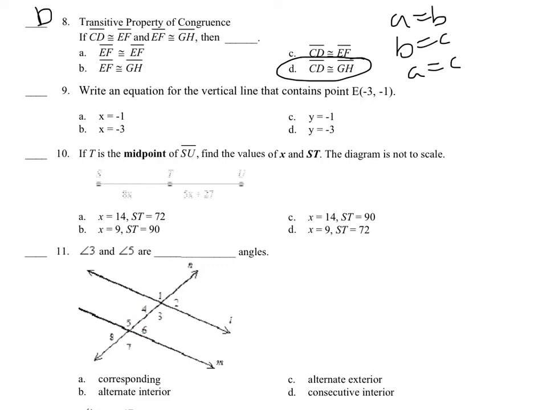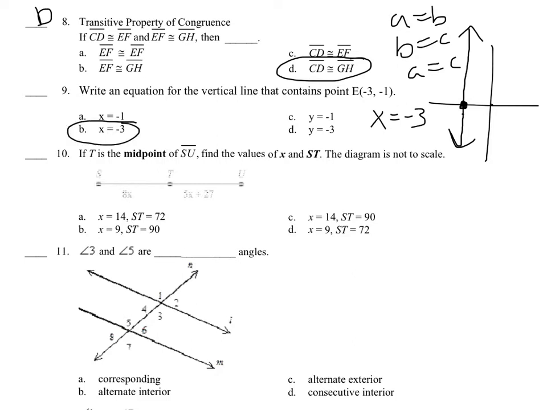Write an equation for the vertical line that contains the points negative 3, 1. So basically we've got negative 3, negative 1 somewhere over here. It's a vertical line. So what's the equation? For a vertical line, our equation always starts with x equals, and it's equal to the point on the x-axis where it crosses. That crosses the x-axis at negative 3, so x equals negative 3 is my equation.